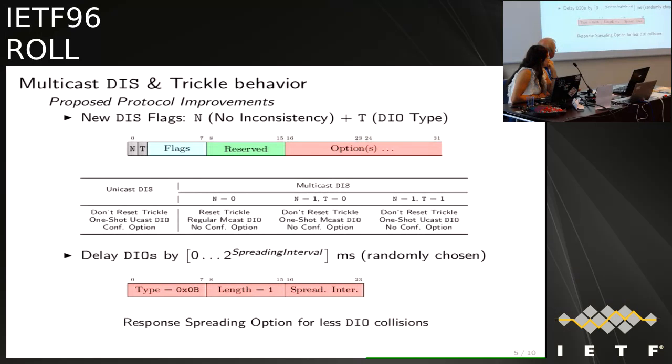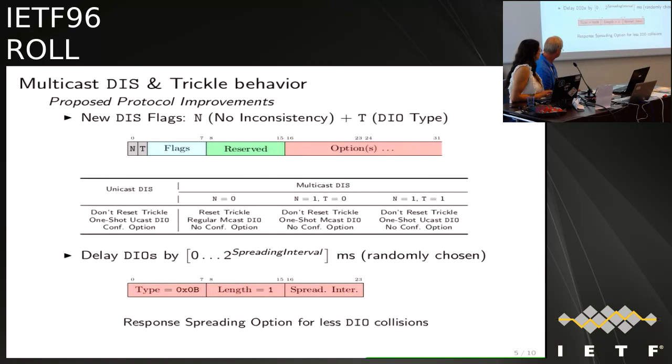But if we set, for example, the N flag to 1 and keep the T flag 0, then we request a one-shot multicast DIO without resetting the trickle timer. This is the crucial point here. So we gain more control over whether we should reset the trickle timer or not. Then we have the case where we can set N and T to 1. In this case, we again request a DIO, a unicast DIO, without resetting the trickle timer. So just by introducing both flags, we have a lot of control over what we want and what we don't want.